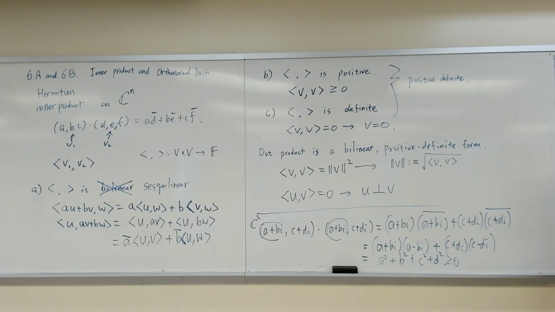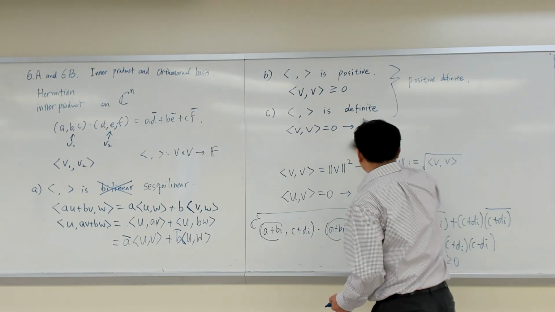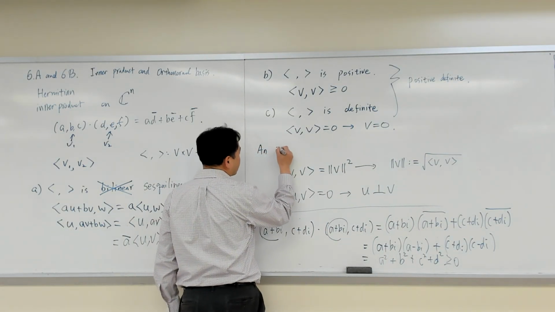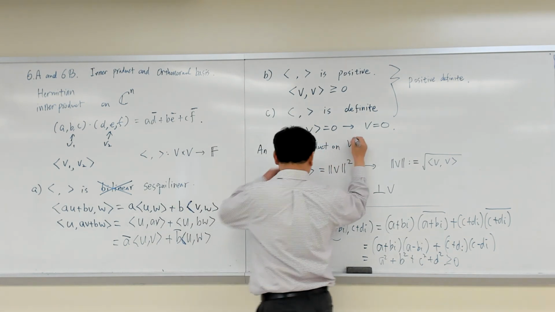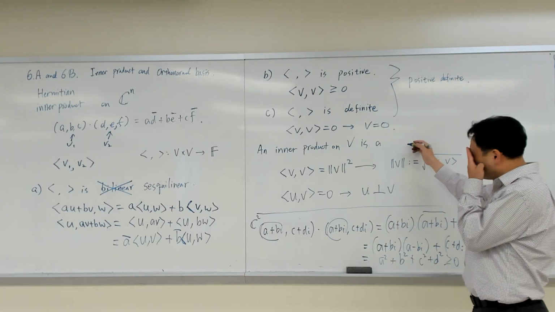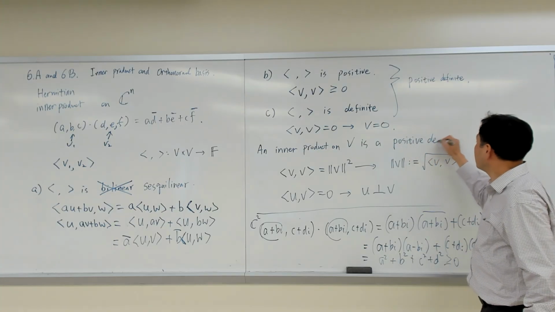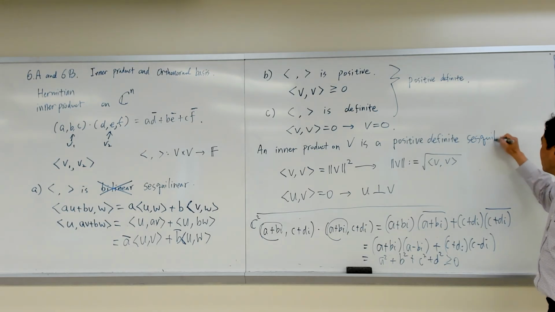Okay, and therefore you can say, so in general, an inner product on V is a positive definite sesquilinear form. Okay?